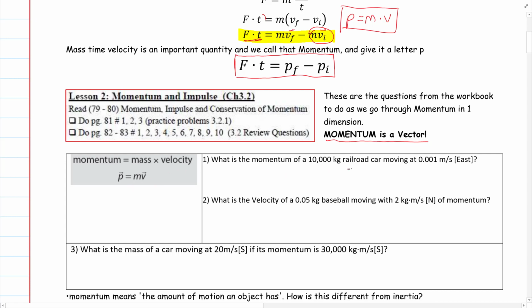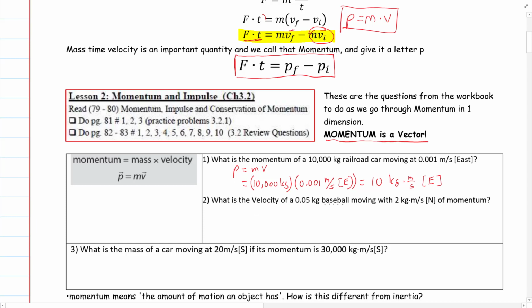What is the momentum of a 10,000 kilogram railroad car moving at 1 millimeter a second east? So P is equal to mv. M is 10,000 kg times 0.001 meters a second, and this is going to be east. The product of that is 10 kilogram meters per second, and it'll still have the direction east.